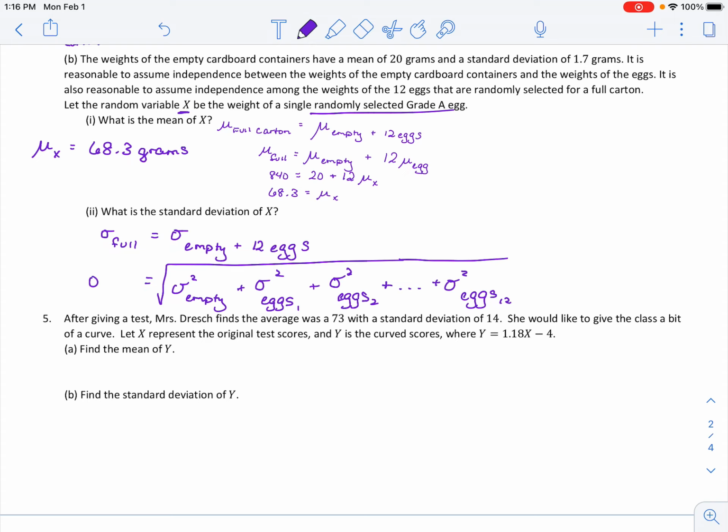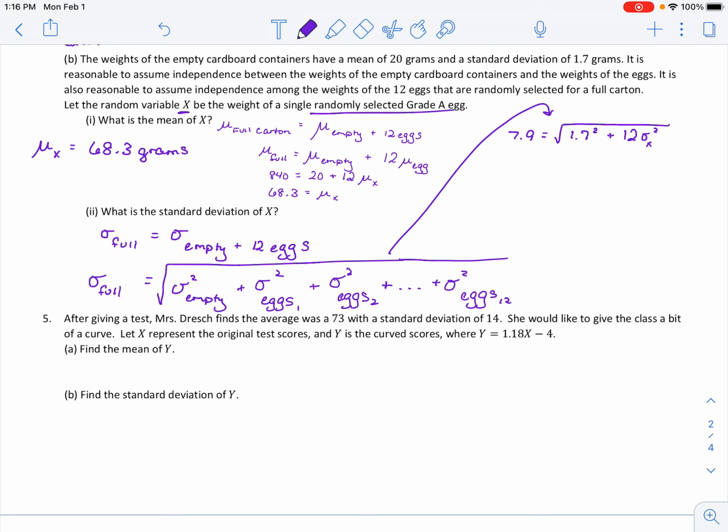But unfortunately, I'm going to have to solve an equation because I already knew the standard deviation of a full carton of eggs. That was the 7.9 from the other video. So the full carton was 7.9. They told me here that an empty carton is 1.7 for its standard deviation, so I'll square it to find the variance. And then whatever the variance of an egg is, I have 12 of them. So this is 12 times sigma squared x, whatever that variance is, because it's this thing plus itself, plus itself, plus it 12 times. So I'd have 12 of those things.